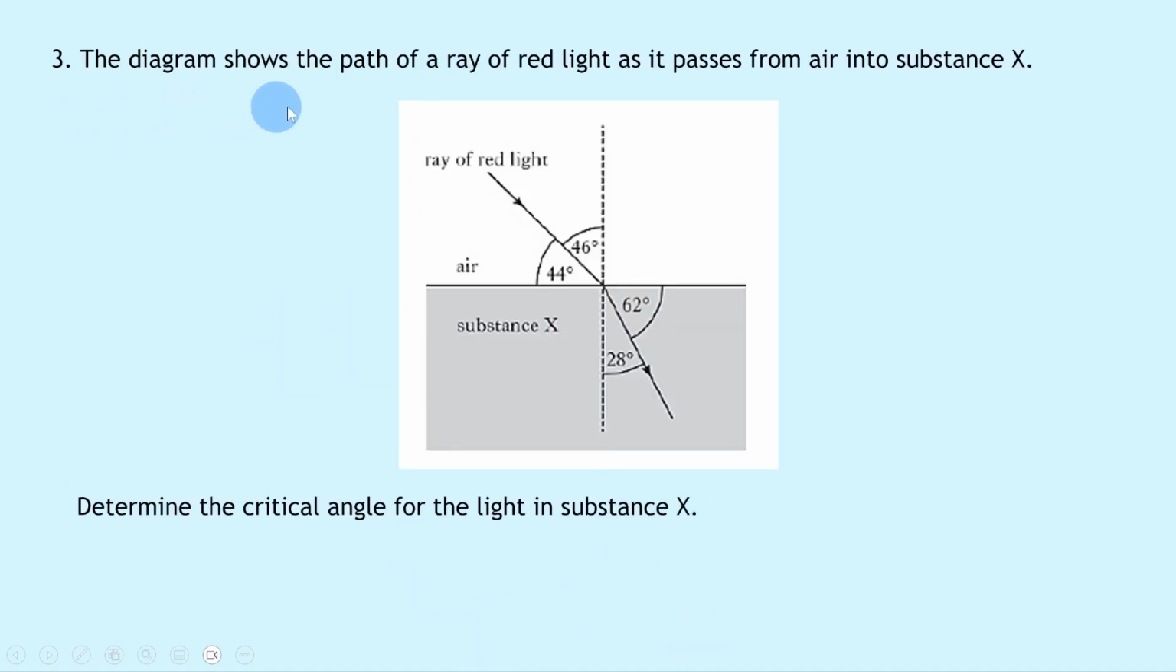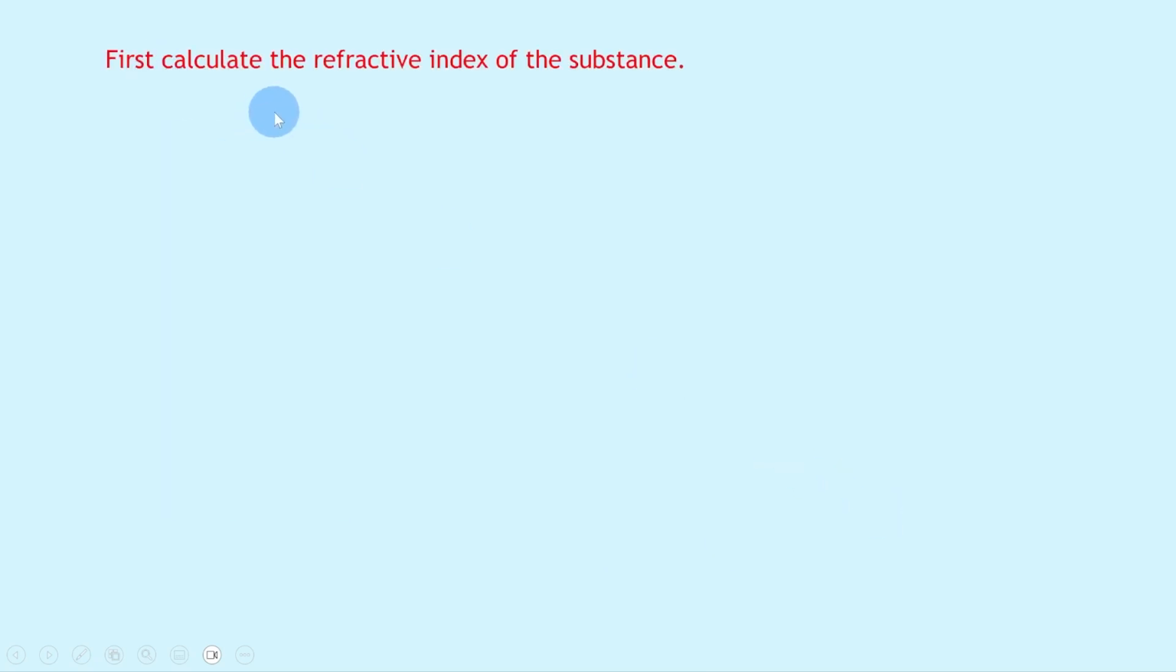Question 3 says the diagram shows the path of a ray of red light as it passes from air into substance X. So there's a red light going from air into substance X, and substance X is unknown, and we're also given lots of angles here, and it says determine the critical angle for the light in substance X. Well, we're given lots of angles for a reason, and it's because we're not told the refractive index here. So first we want to calculate the refractive index of the substance, and then we can use the equation relating critical angle and absolute refractive index to find the critical angle.